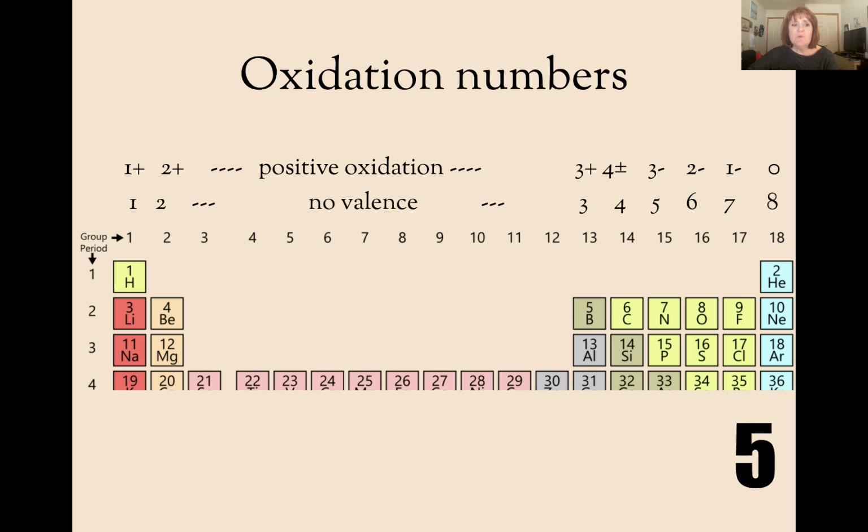A valence of 1 has an oxidation of 1 positive, 2 is 2 positive, 3 is 3 positive, 4 is plus or minus, because it's just as easy for 4 to join 4 as it is for 4 to lose 4. A valence of 5 has an oxidation of 3 negative. 6 is 2 negative, 7 is 1 negative, and a valence of 8 has an oxidation of 0.